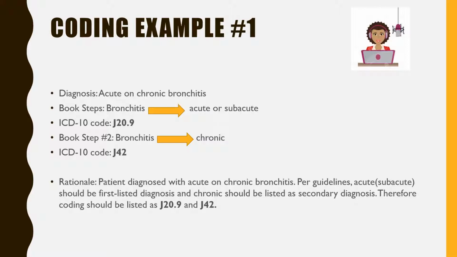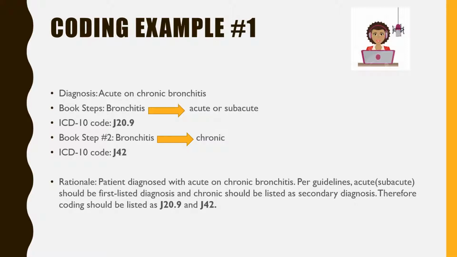So in our first coding example, the patient is diagnosed as having acute on chronic bronchitis. So in our first book steps, we're going to locate our main term, which is bronchitis. Then we're going to drill down to locate the indentation of acute or subacute, again, which describes the type of bronchitis the patient has. So hopefully when we follow these book steps, it should land us to our ICD-10 code J20.9.